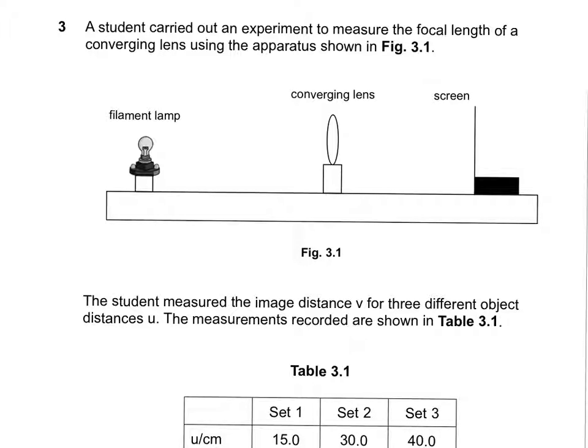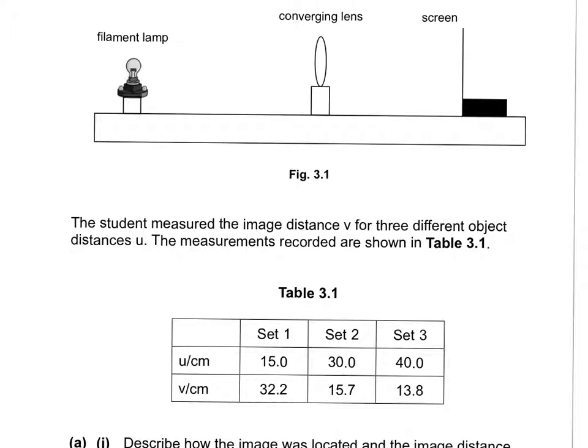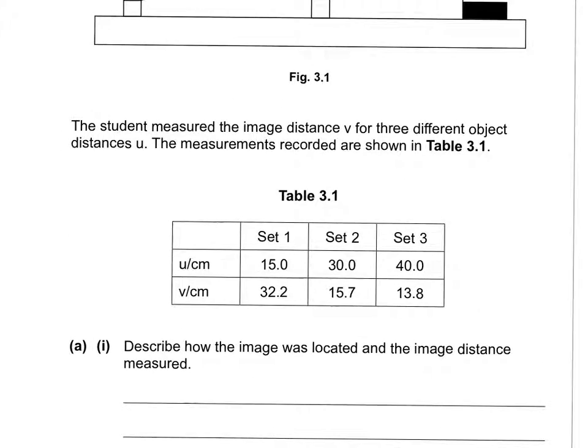Question 3. A student carried out an experiment to measure the focal length of a converging lens using the apparatus shown. So we've got a filament bulb, a lens and a screen. The student measured the image distance V for 3 different object distances U, and the measurements are recorded and shown in the table. Describe how the image was located and the image distance measured.